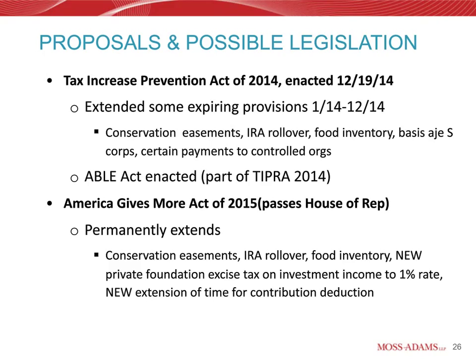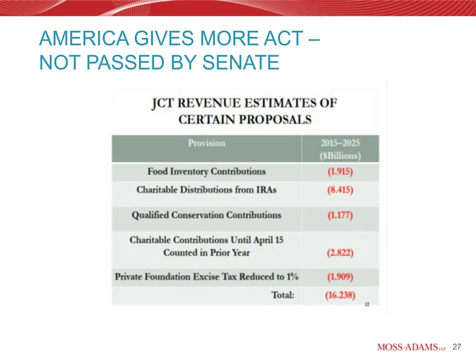So one of them was the private foundation excise rate to 1% and then extending the time to make a contribution deduction. The Joint Committee on Taxation chart is just showing the reduction of revenue to the IRS based on these provisions over a 10-year period. And yes, I think at the very bottom are the 2 new provisions. So again, people can make a charitable contribution deduction by April 15th, kind of like an IRA, and have it count towards the previous year.